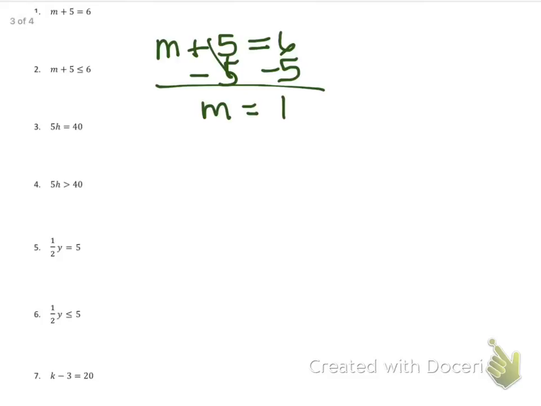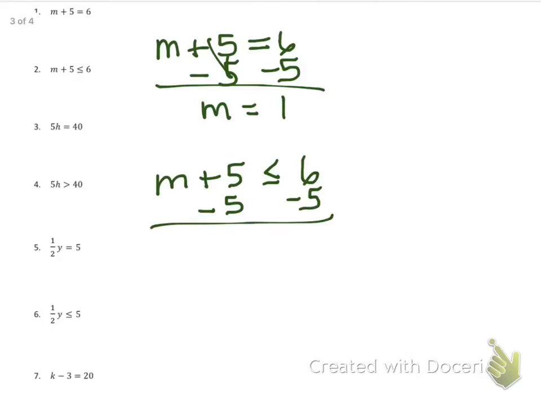Okay, number 2. M plus 5 is less than or equal to 6. Nothing changes. I want M all by itself, so I'm going to subtract 5 from both sides. 5's cancel. I get M is less than or equal to 1. This time, any number less than or equal to 1 makes it true.